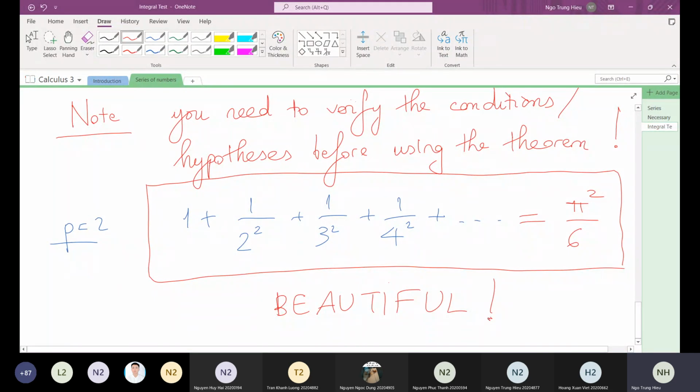Because on the left-hand side it's just rational numbers, right? 1 over 4, 1 over 9, 1 over 16, 1 over 25, rational numbers. But on the right side, you see that pi appears. Pi is an irrational number. So this identity is absolutely beautiful, right?